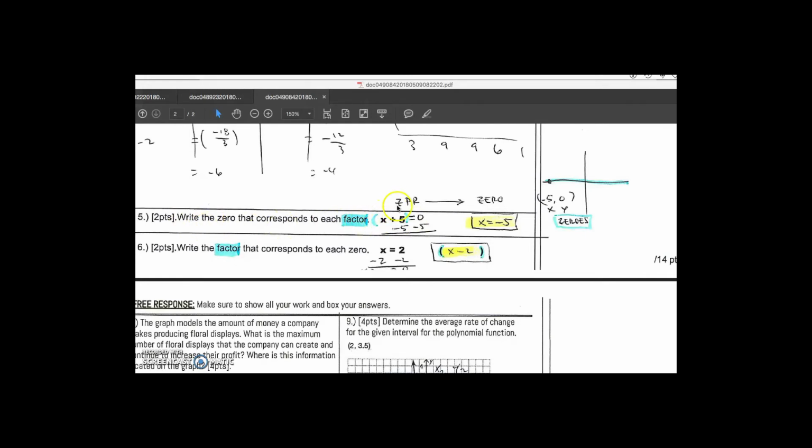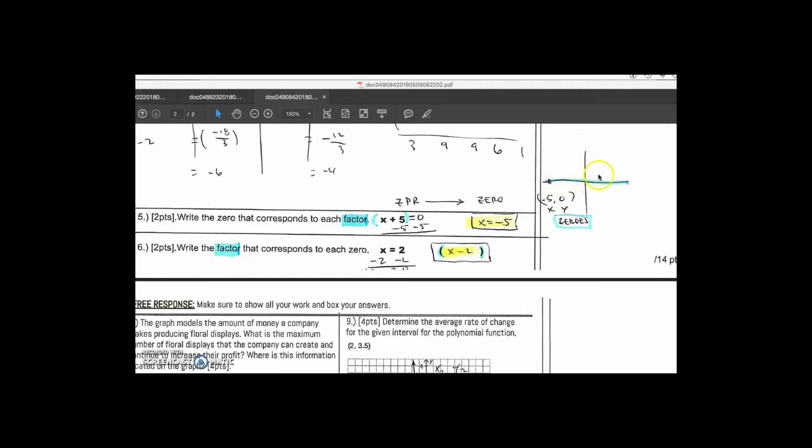So if I set it equal to 0, which I call the 0 product rule, and solve, you get x equals negative 5. X equals negative 5 is called a 0. The reason they call it a 0 is because your x value is negative 5 and your y value is 0. If you graph that from the origin, that's left 5, 0.